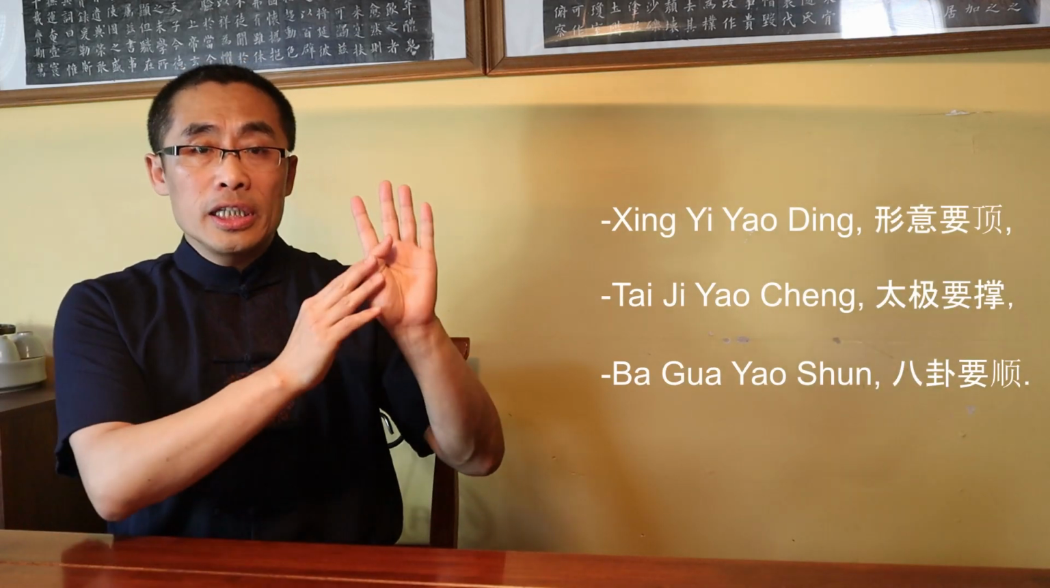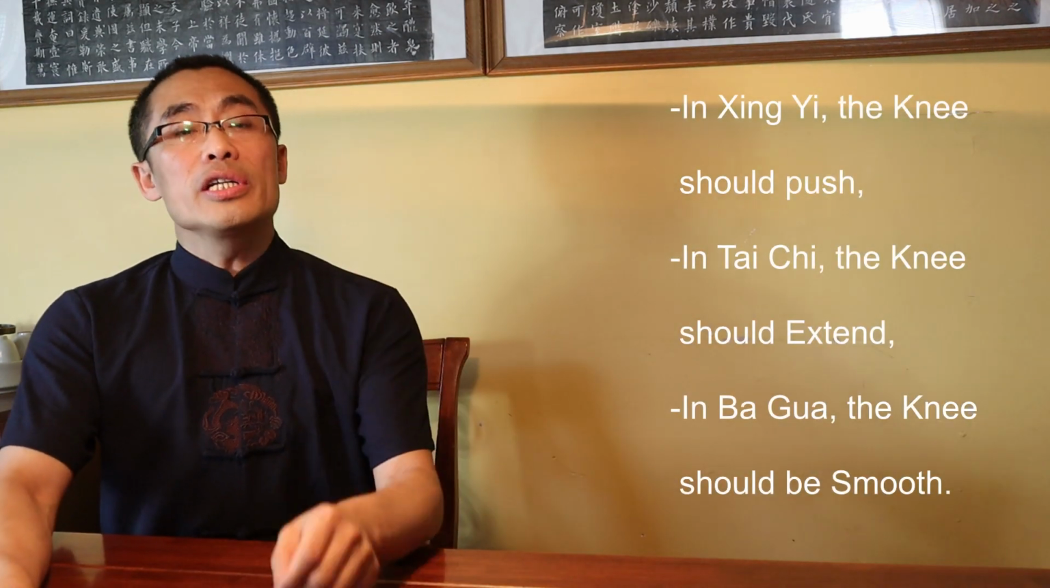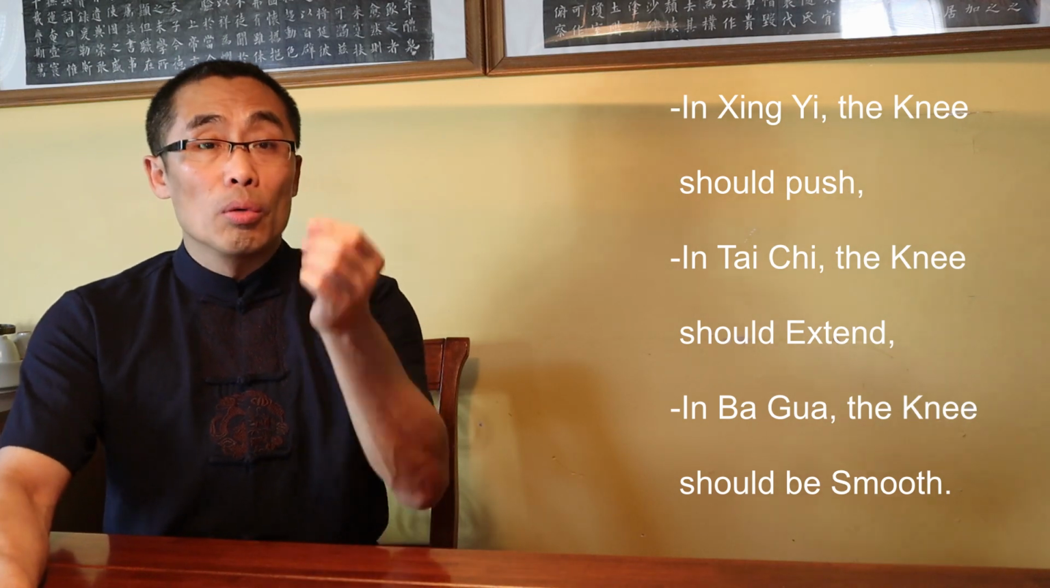Topic 3. Internal style's key point about the knee. Again, to help my students understand the practice of knee better, I created the following 3 proverbs. Let me read them first in Mandarin, and then I will read them in English version. In Mandarin, 形意要顶，太极要撑，八卦要顺. Now in English, in 形意, the knee should push.